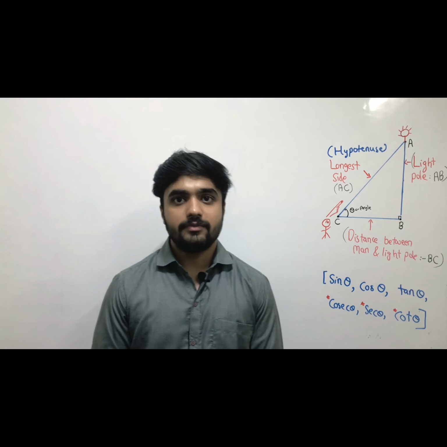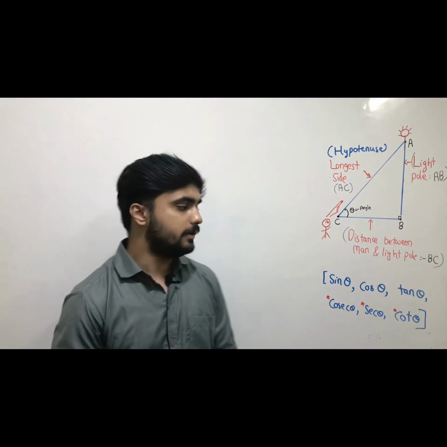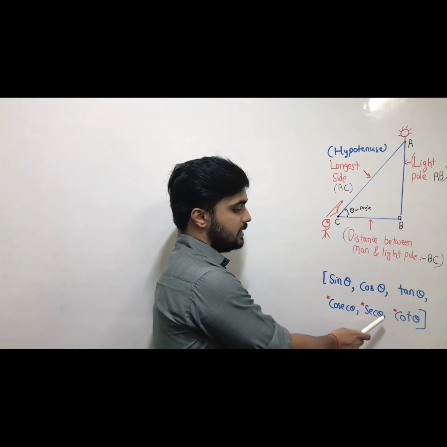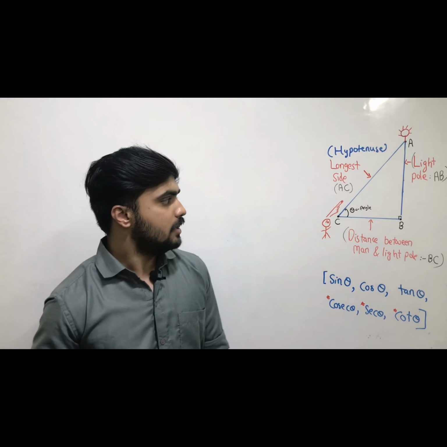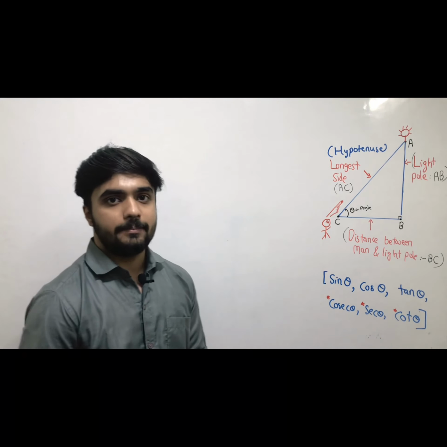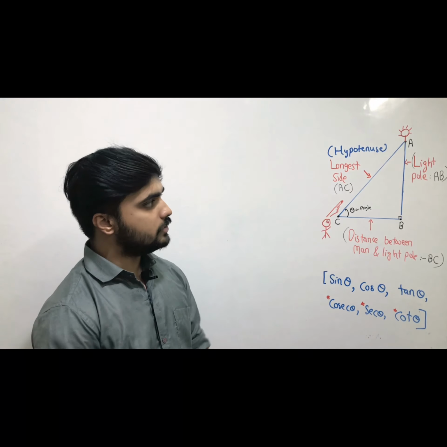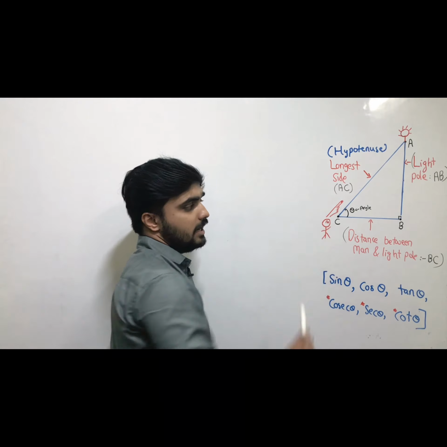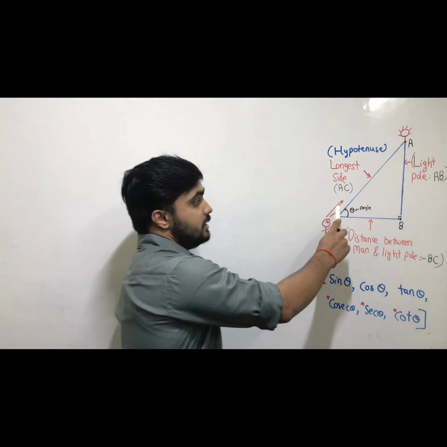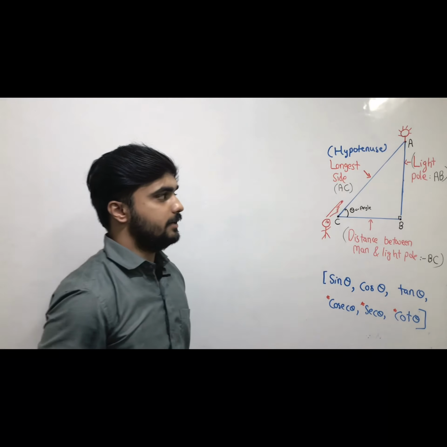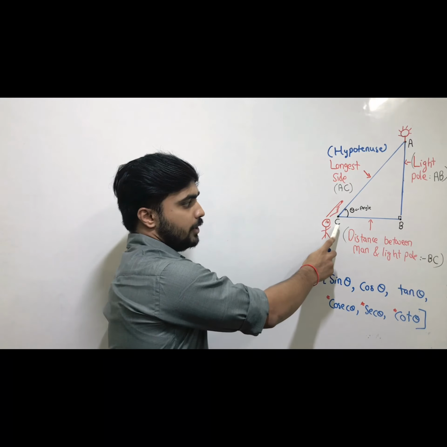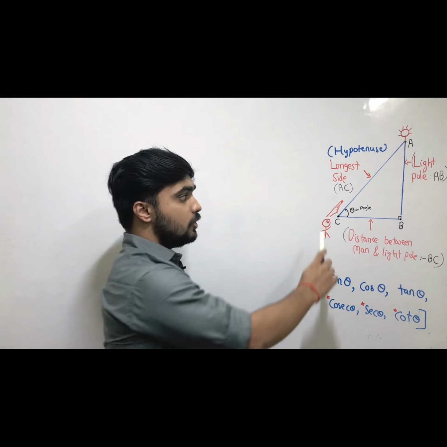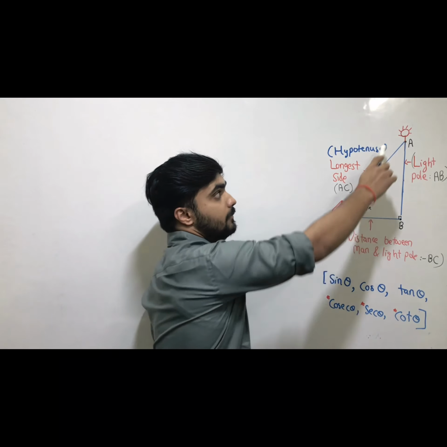So the trigonometric functions which we are going to learn today are sin theta, cos theta, tan theta, cosec theta, sec theta and cot theta. So let us consider the following example. As you can see, one figure is drawn on the board. So you can see that one man is standing at point C and he is looking at the top of the light pole. So here man is at point C and AB is our light pole, but he is not looking straight, he is looking upwards, right?